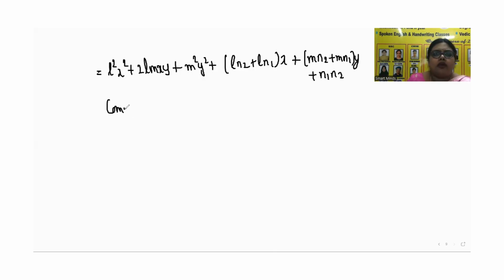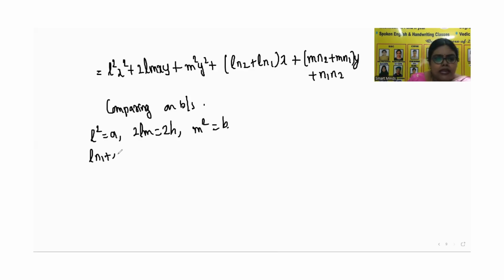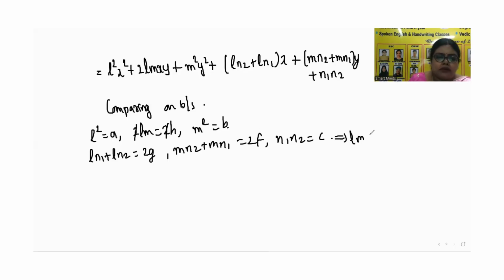Now comparing on both sides, we will get L square is equal to A, 2LM is equal to 2H, M square is equal to B. Then Ln1 plus Ln2 is 2G, right? Mn2 plus Mn1 is equal to 2F and n1 n2 is equal to C. So here 2 to cancel, so you get LM is equal to H.